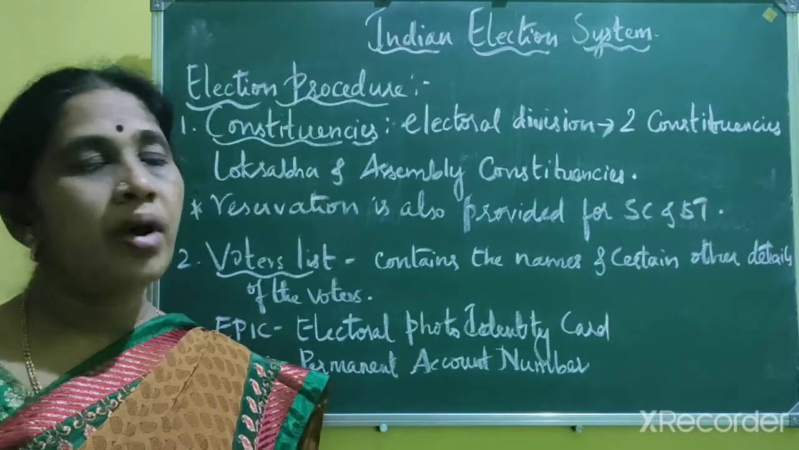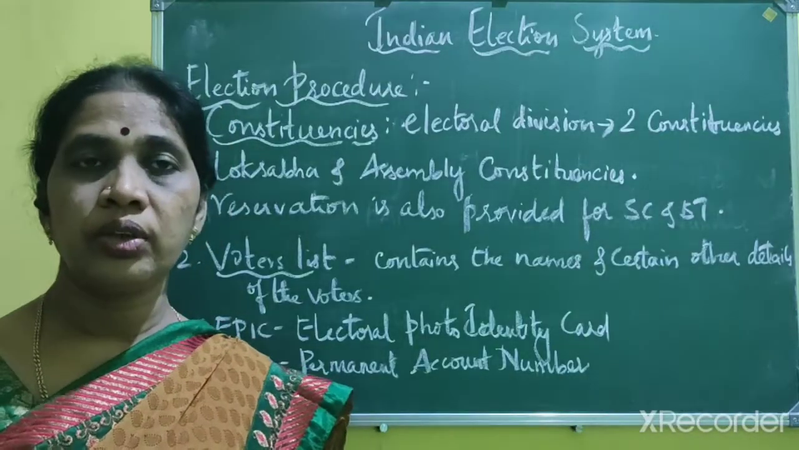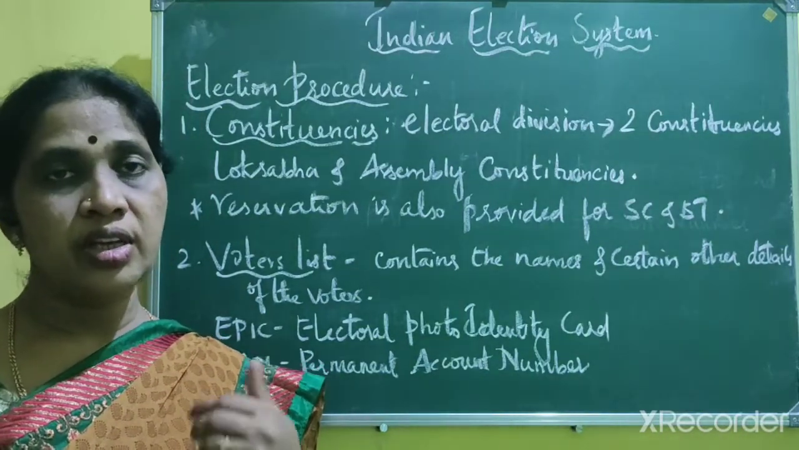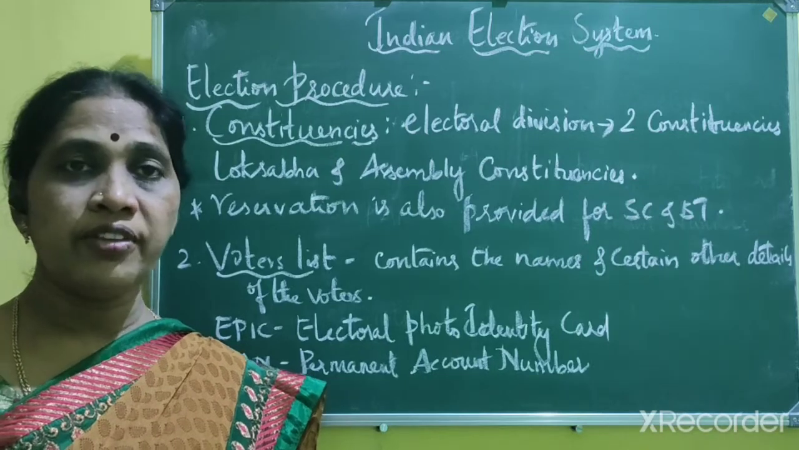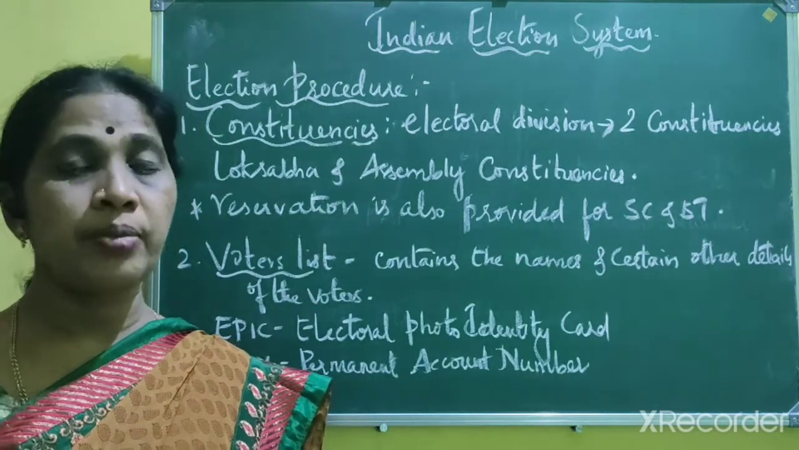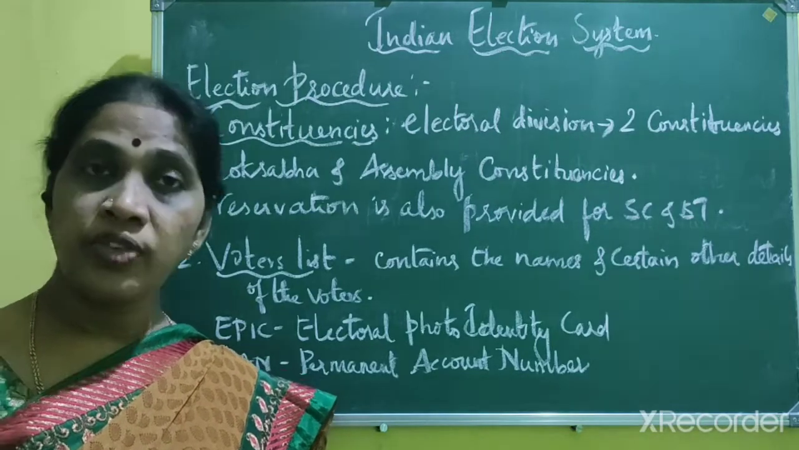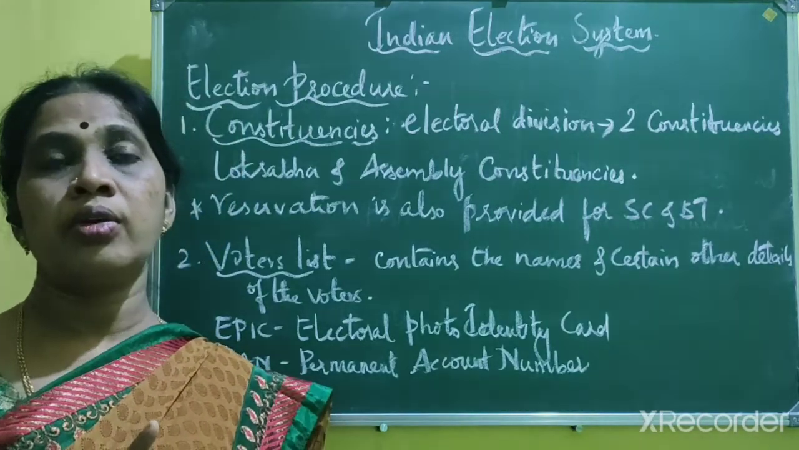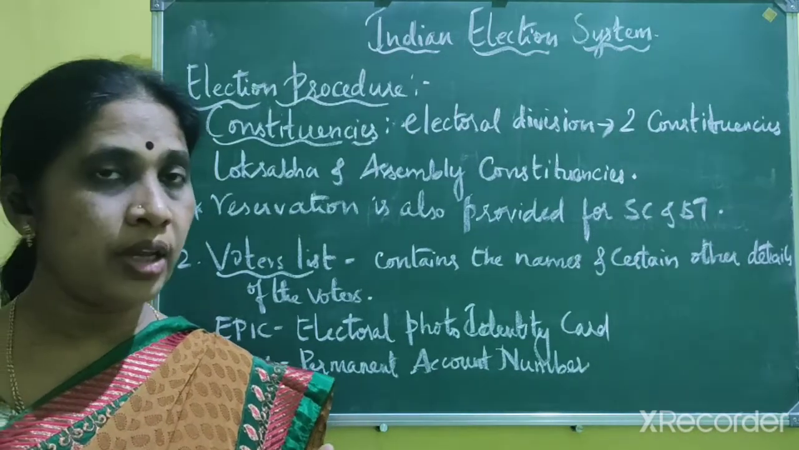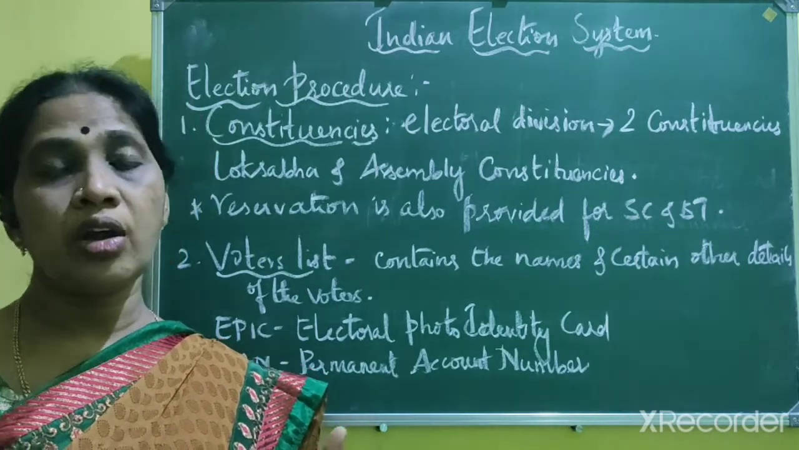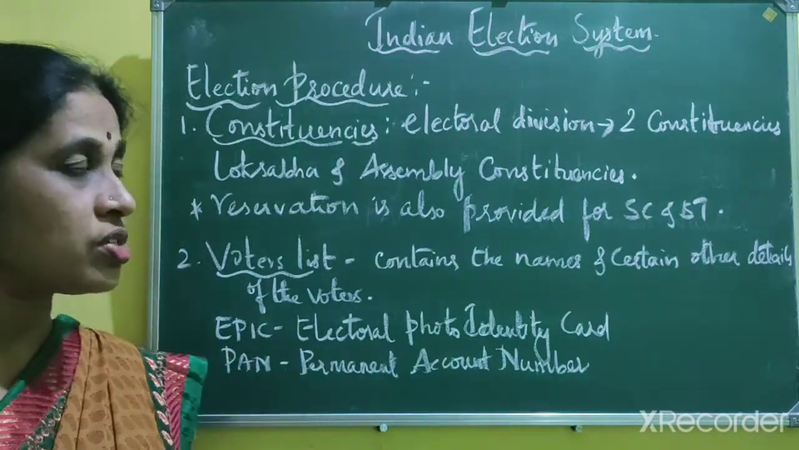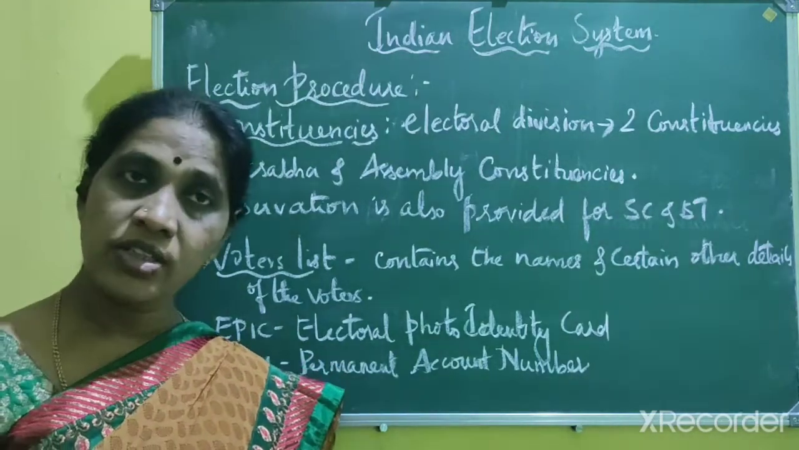Now we'll know about the election procedure. Elections are conducted under several procedures and processes. First, the constituency is formed, and secondly, the voter list is prepared, and notifications are issued, and nomination filing, withdrawal of nominations, election campaign, polling day, and announcement of the results. So like this, there are several processes or procedures in India where the elections are held.